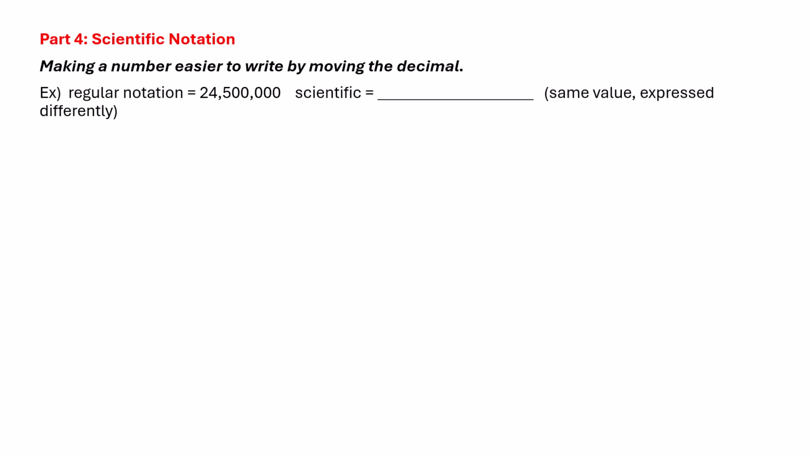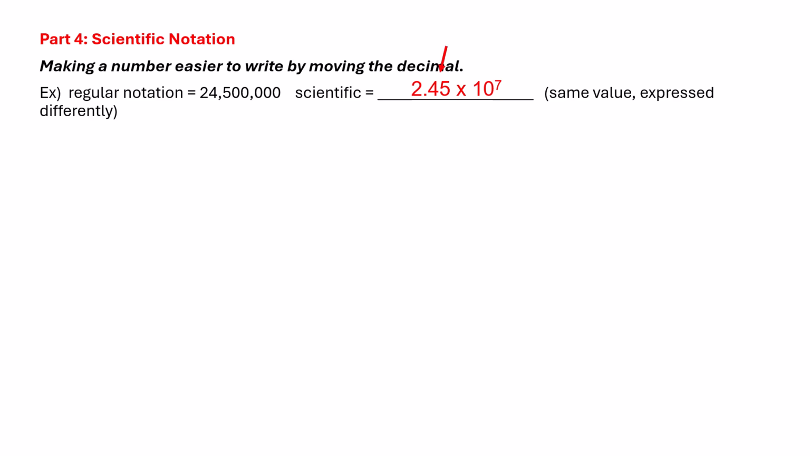All right, so today we're going to talk about scientific notation, part 4 of Unit 1. Scientific notation is just an easier way of writing really big or really small numbers. So, for example, 24,500,000 could be written a little quicker in scientific notation by calling it 2.45 times 10 to the 7th power.